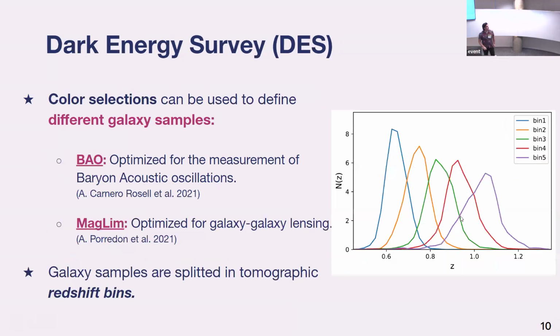And as I mentioned before, you have some uncertainty in the redshift. So what we do is split the whole galaxy sample in different redshift bins, just because we don't have the accuracy in redshift. And the important thing is that color selections in the galaxy sample can be used to select different galaxy samples. So for example, you can select galaxies by different colors and different properties in the different bands. And this has been done before to define the redMaGiC sample, for example, or the Maglim galaxy sample, which is a selection optimized for galaxy-galaxy lensing. So this is the main idea, or the main property that DES has.